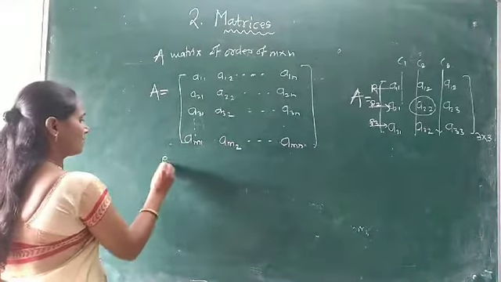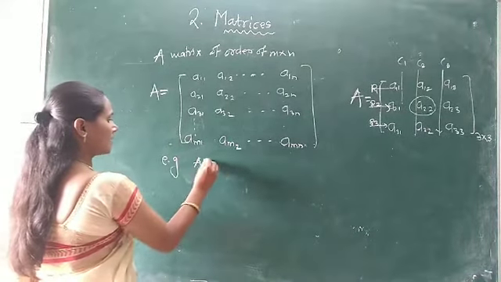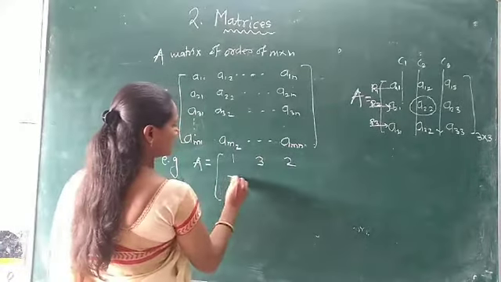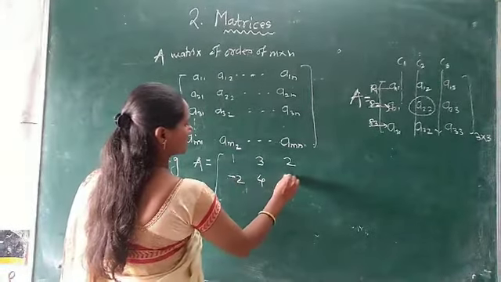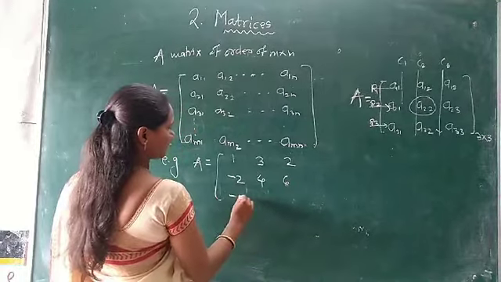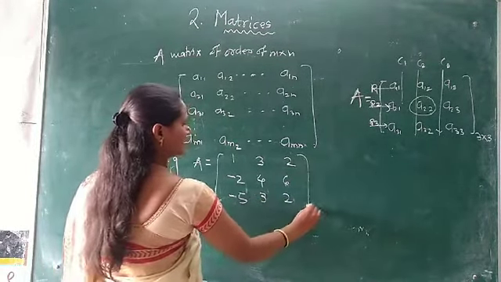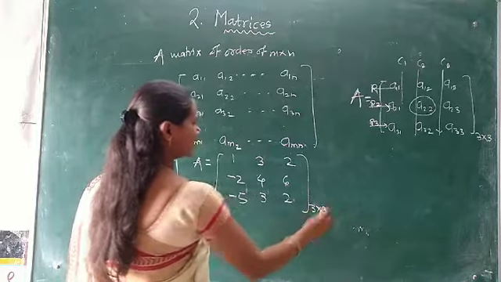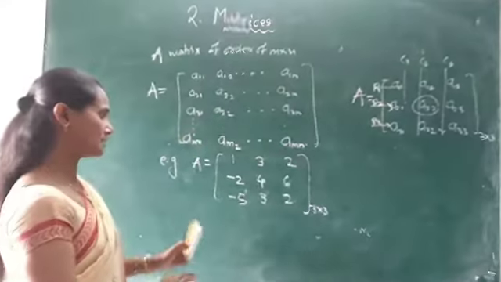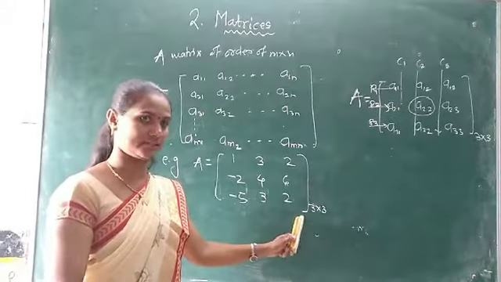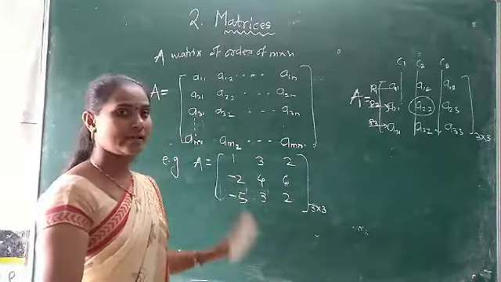Now we take an example: A is equal to the matrix with rows 1, 3, 2; minus 2, 4, 6; minus 5, 3, 2. This is a matrix of order 3 by 3. That means this matrix contains 9 elements, since 3 threes are 9.